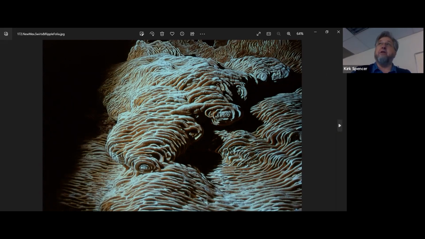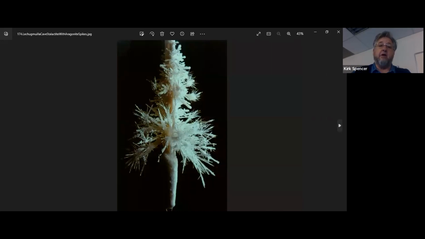Most of the formations in the caves are calcium carbonate or limestone, which is fairly resistant. However, there are some caves where you have a lot of sulfides, and rather than creating limestone, it will create gypsum. And so you have gypsum caves, which have a much more delicate look to them. Here's some gypsum and aragonite formations, extremely delicate crystals.